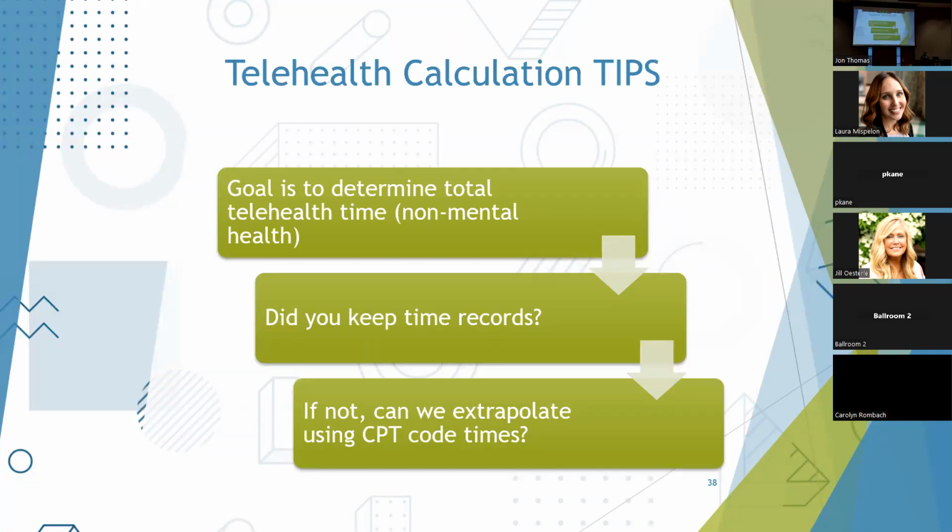The goal in all of this, regardless of what camp you fall in, is to determine the total telehealth time that you had. If you kept complete records, well, you just multiply that by your wages and you can get that. Just remember though, when they're doing those calculations, this is probably not gonna be the people in this room, they're doing those calculations.